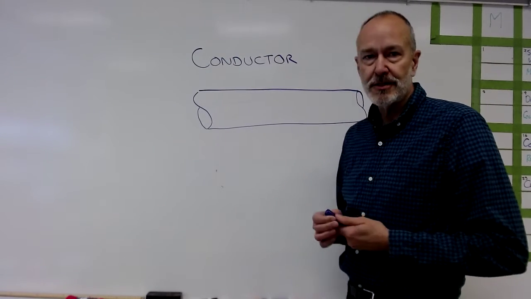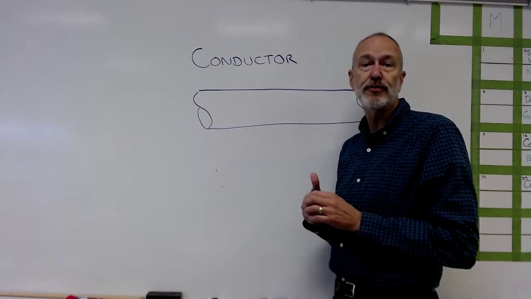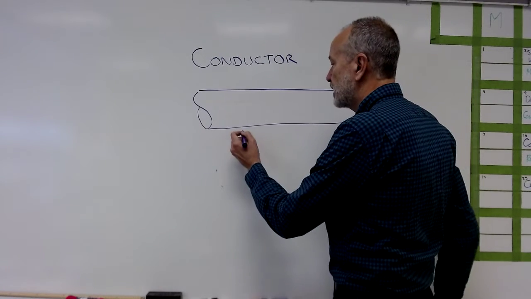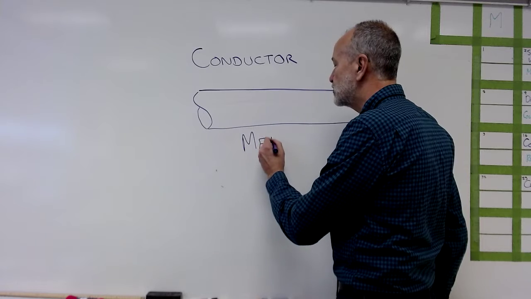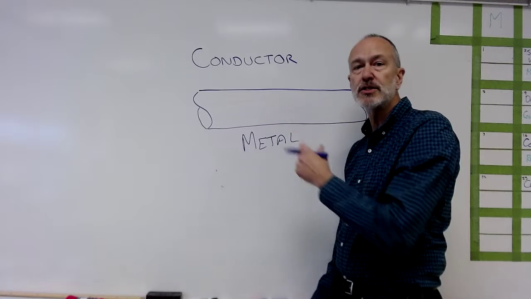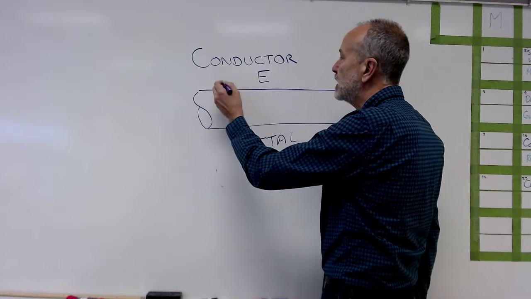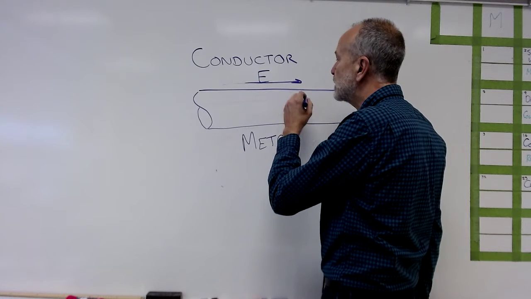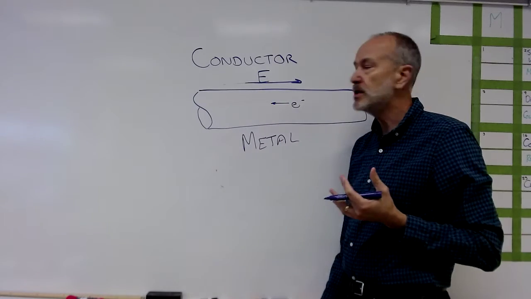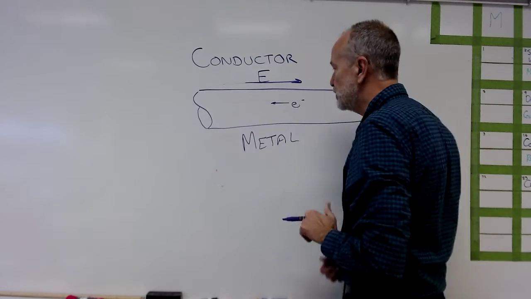Consider the lowly conductor. A conductor is just a material in which electrons can move freely. And so typically it's a metal. Metals have valence electrons, which are loosely bound to the nuclei, so they can move in response to an electric field. And an electric field is induced in a conductor in this direction. It means electrons would move in that direction. They would experience a force opposite the electric field. Remember, electric field is the direction positive charges move.